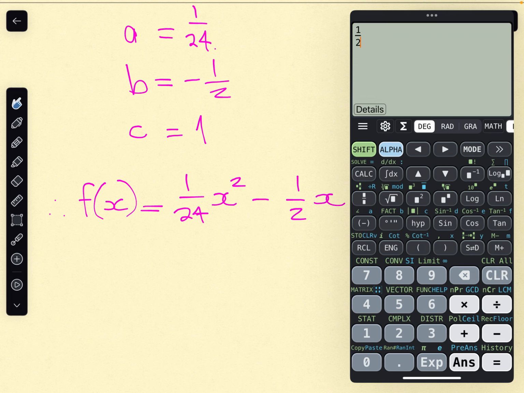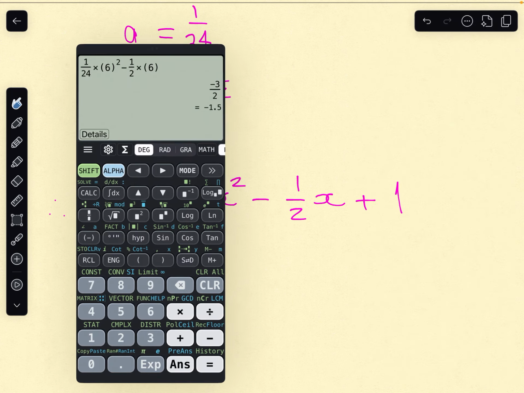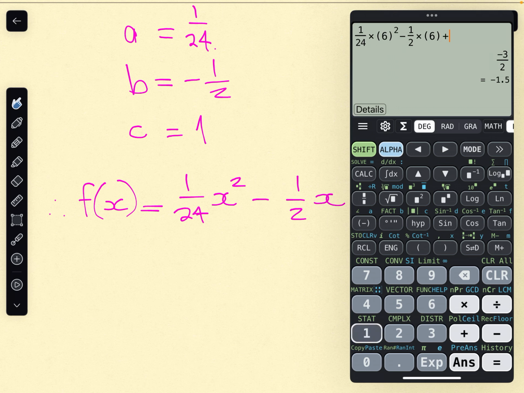So 1 over 24 times 6 squared minus a half times 6, and then plus 1. And I do indeed get minus a half.